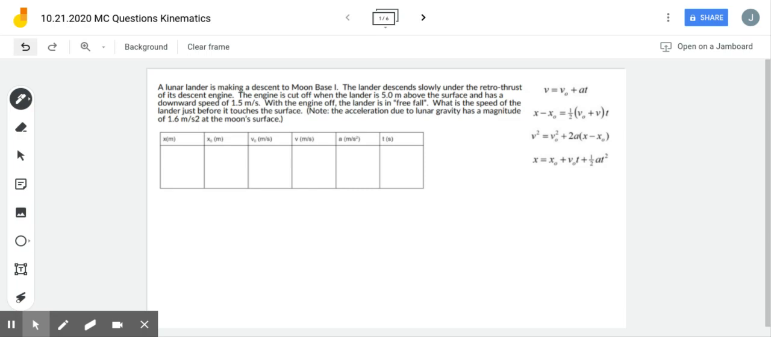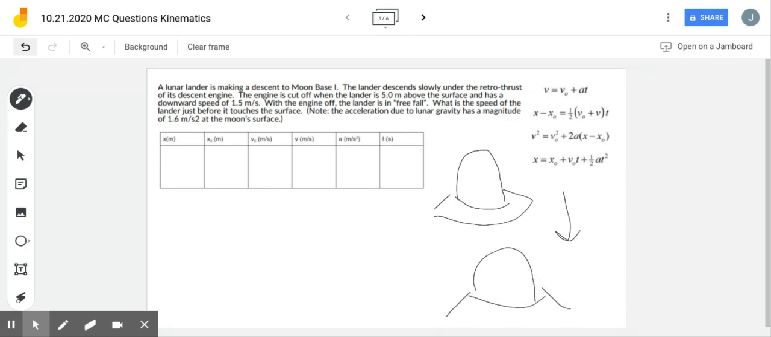All right, here is how to solve the lunar landing problem. So we've got this lunar lander making a descent to moon base 1. I'm going to draw what looks to me like our lunar lander, making its descent down. I'm not great at drawing.